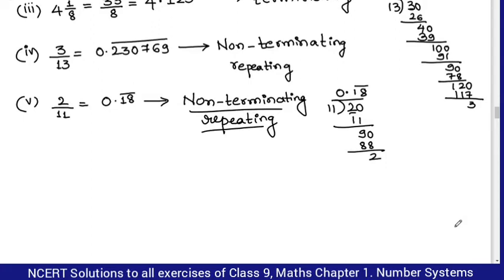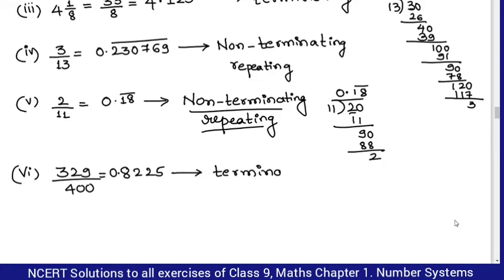Now sixth one, 329 divided by 400. So which is equal to 8, 2, 2, 5. So 0.8225, it's a terminating decimal expansion.